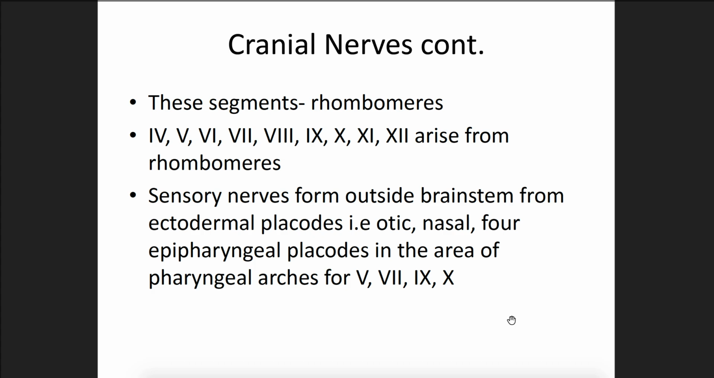The motor component comes from rhombomeres, which are thickenings of neuroepithelium. There are 8 rhombomeres. These rhombomeres are also known as segmentations, and they give rise to the motor cranial nerves and the motor component of mixed nerves. In addition to this, the sensory nerves arise from outside the brainstem, from ectodermal placodes, out of which those placodes which are developing in the area of the pharyngeal arches will be known as epipharyngeal for the 5, 7, 9, and 10th.